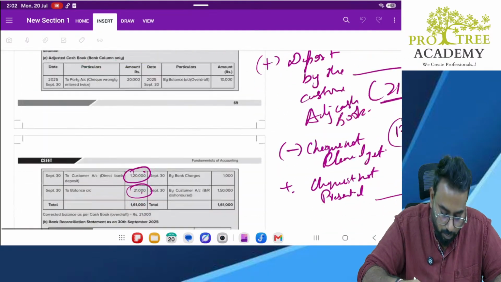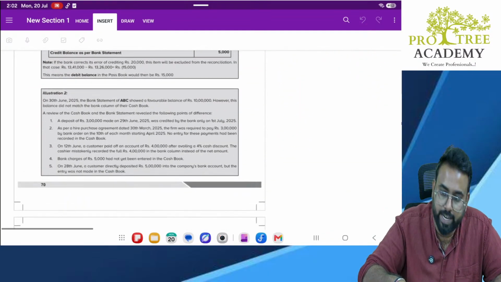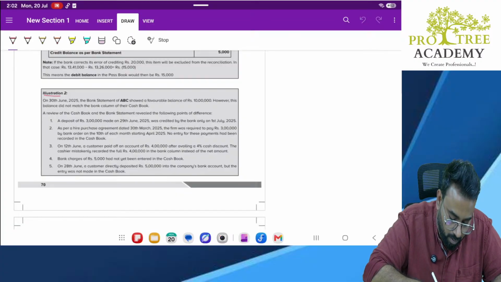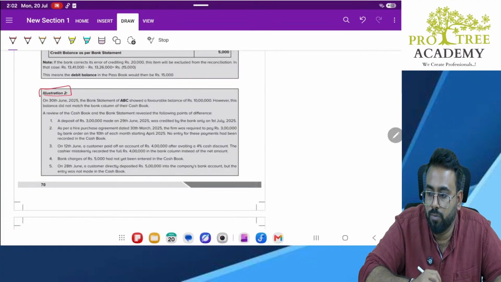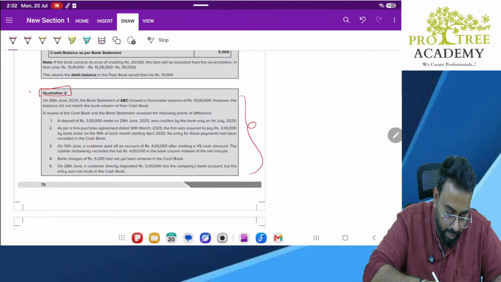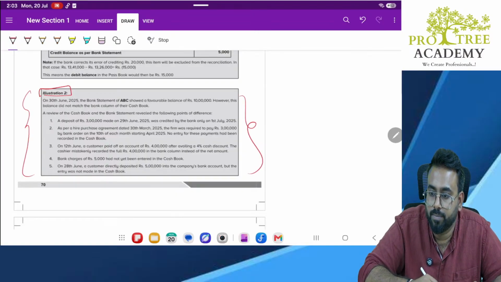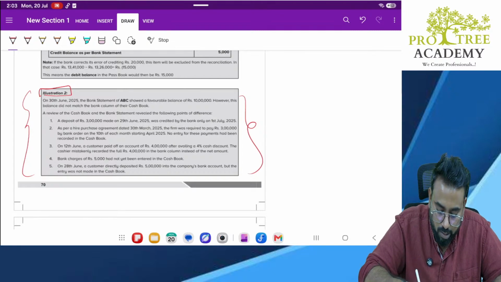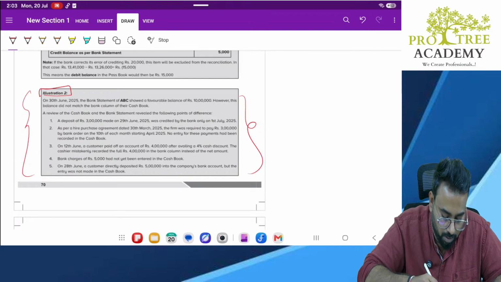Yes, now we will start with the second question. Illustration number 2 from your study material. Please go through illustration number 2 and solve the question. Meanwhile, let online students also join and they can also solve illustration number 2.